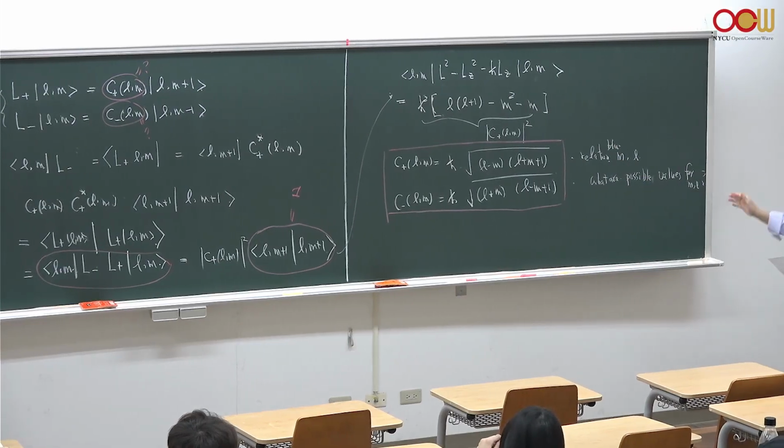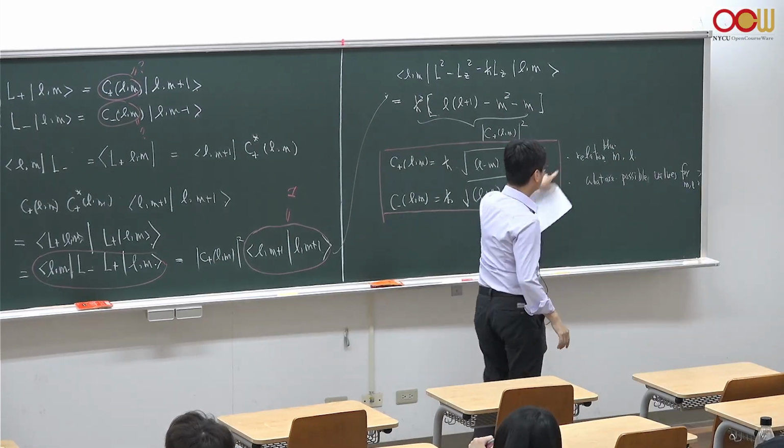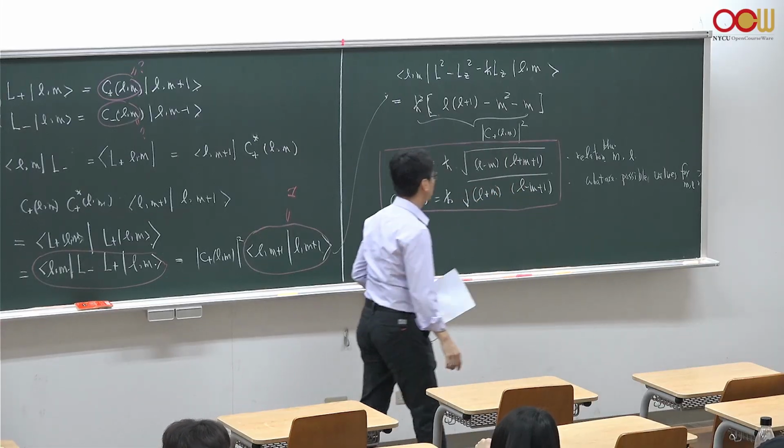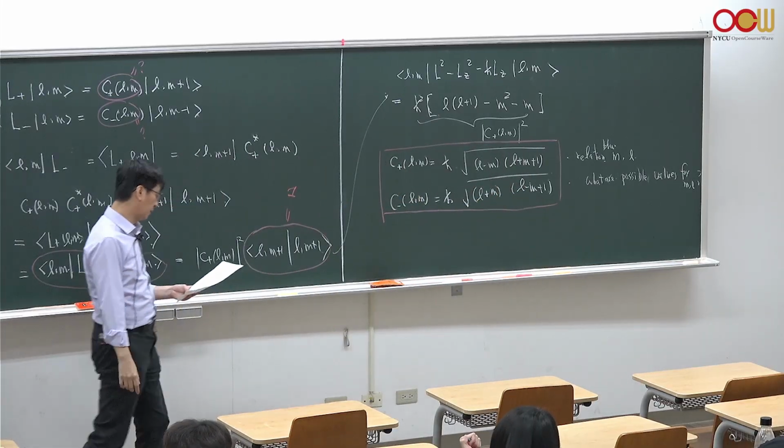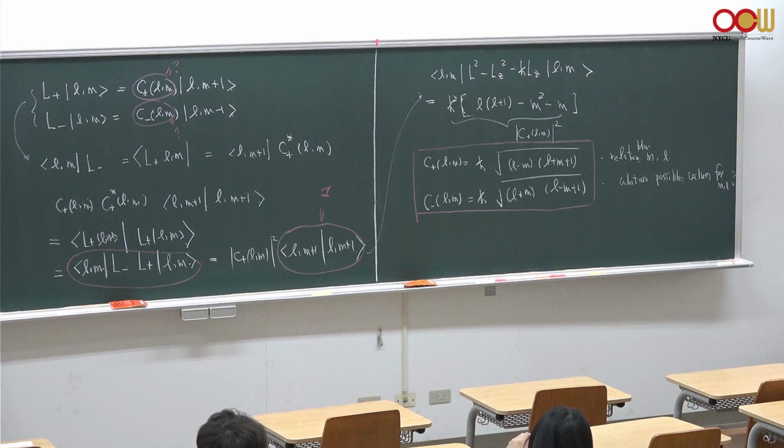Yeah, so let's take a short break. When we come back, we will address these two questions: what is the relation between M and L, and what are the possible values, whether they are integers or half integers or non-integers. We could figure that out.